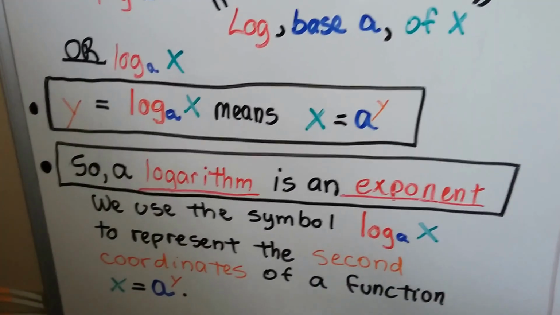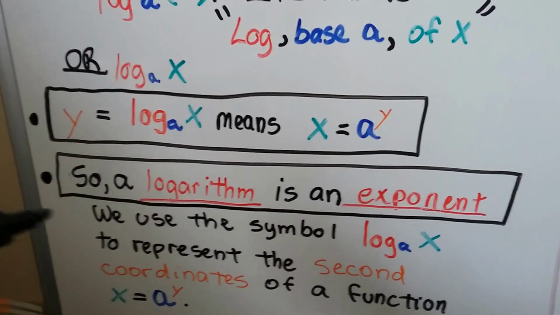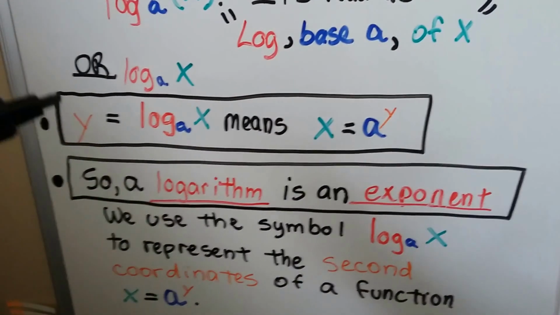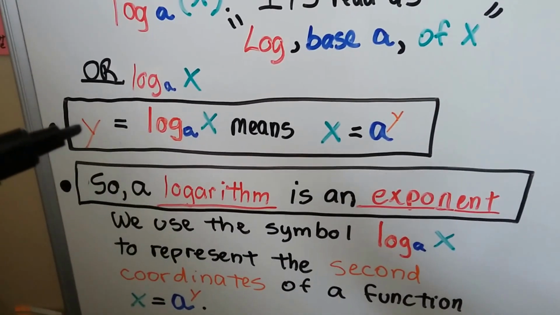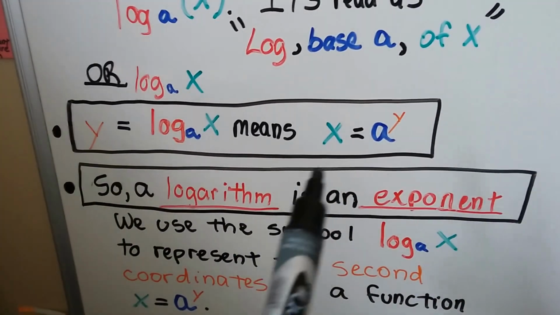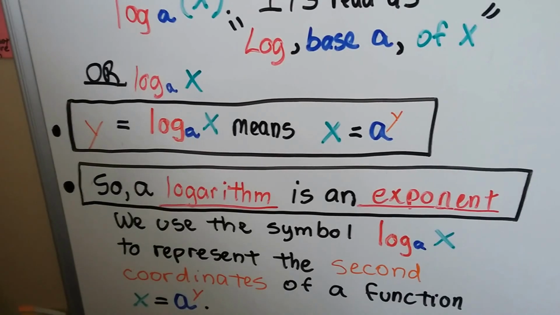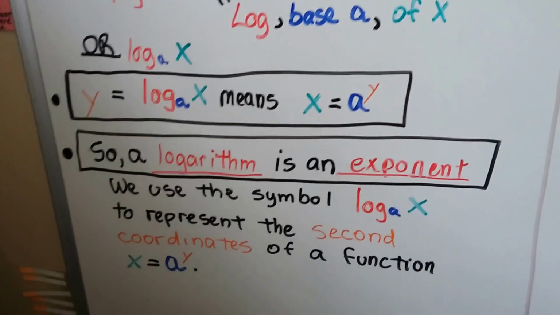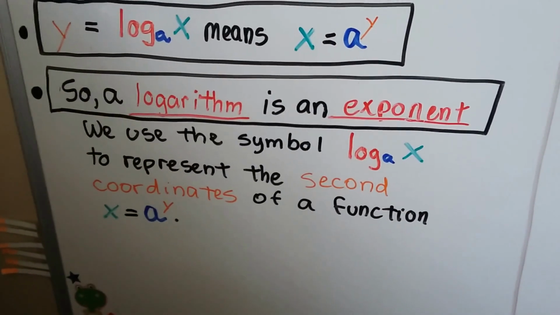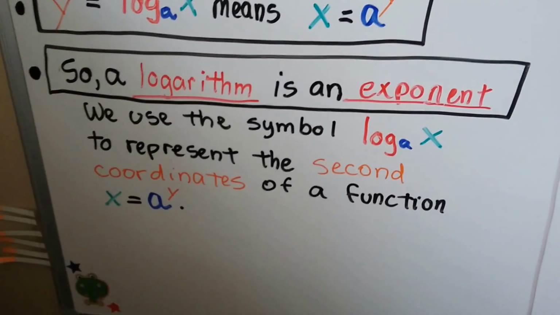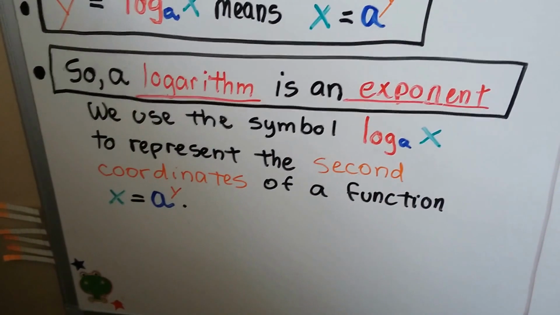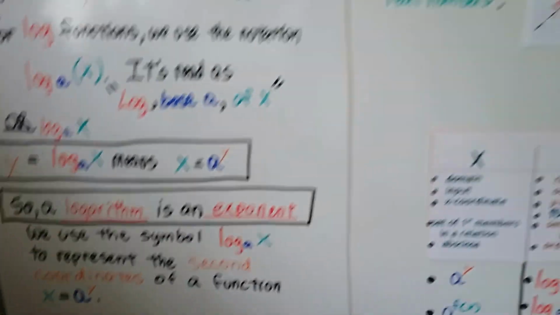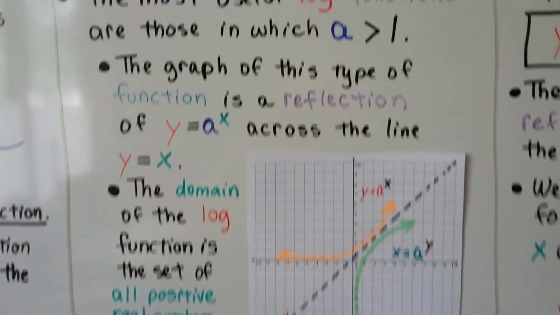Now, the 2 important things I want you to remember and to write down, please, is a logarithm is an exponent, and y equals log base a of x means x equals a to the y power. That's really going to help you, okay? We're going to use this a lot. We use the symbol log base a of x to represent the second coordinates of a function x equals a to the y power, all right? And if this is confusing, just stick with me because hopefully I'll clear all this up for you, all right?